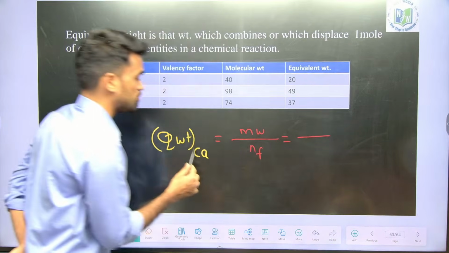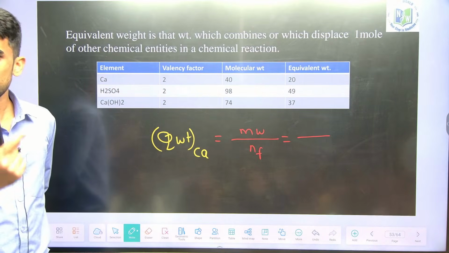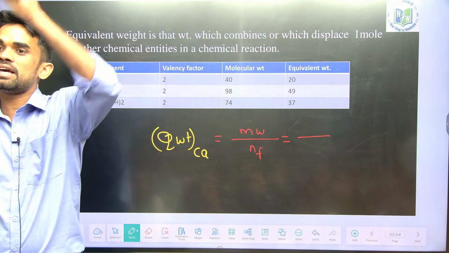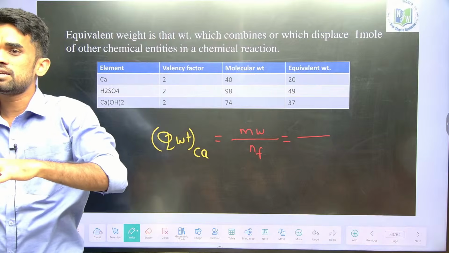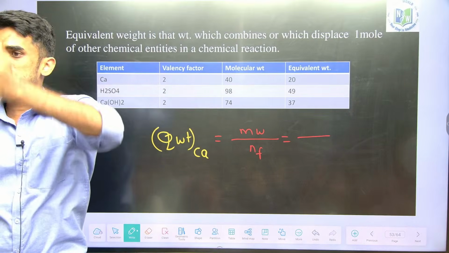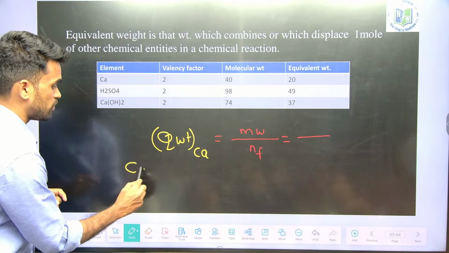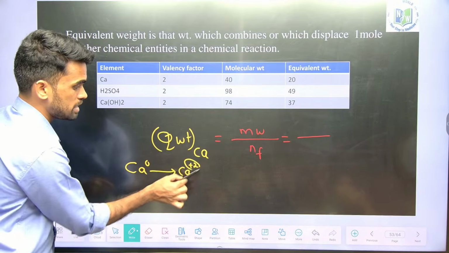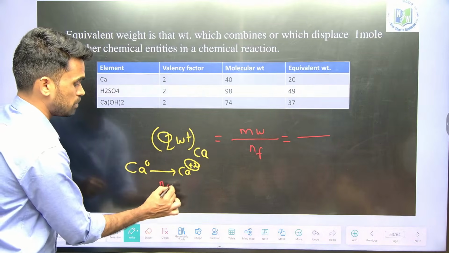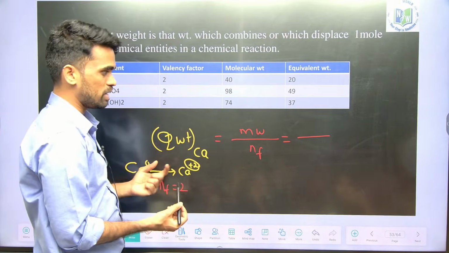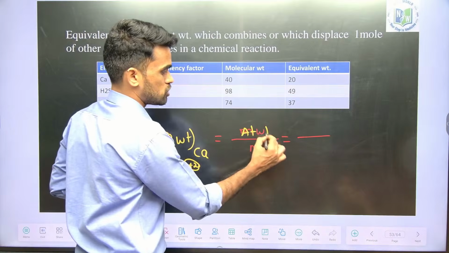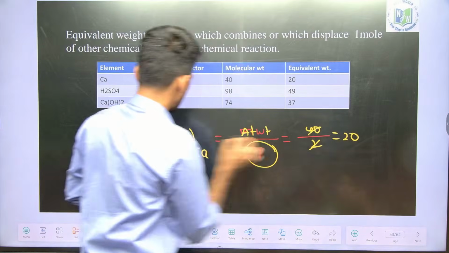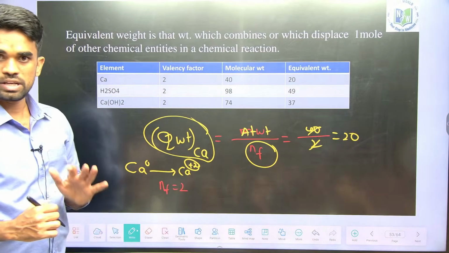So, tell me, calcium belongs to which group? Second group. The first group elements, sodium, lithium, potassium, whenever they react with someone, they always exist as +1. Similarly, for second group elements, the conversion from calcium atom to calcium ion is +2. So what is the charge you are seeing here? Its n factor becomes 2 now. The atomic weight of calcium is 40, and its n factor is 2. So this will be 20. So 20 is the equivalent weight of calcium. Is this clear? Okay.